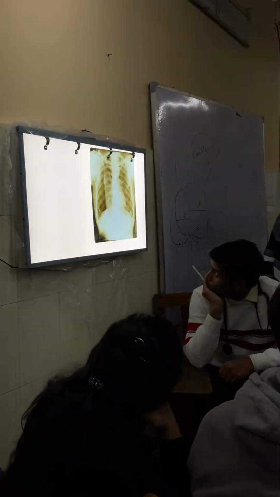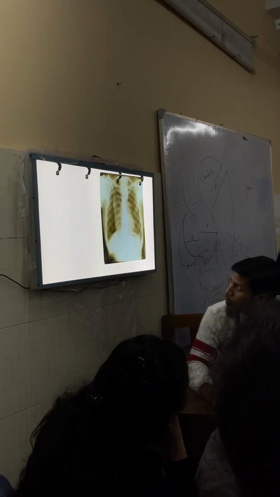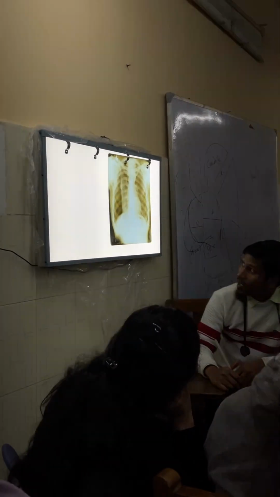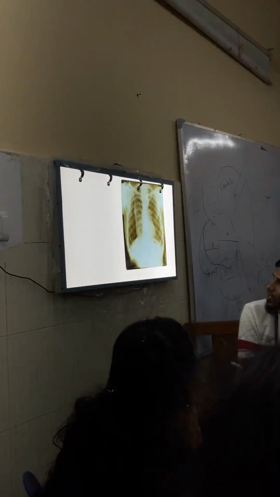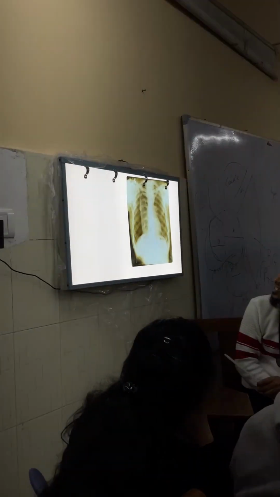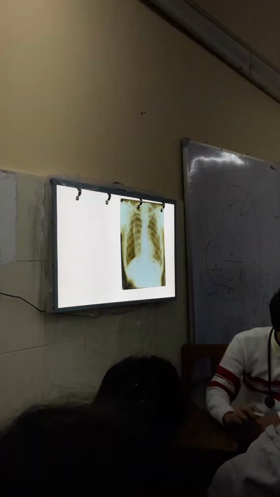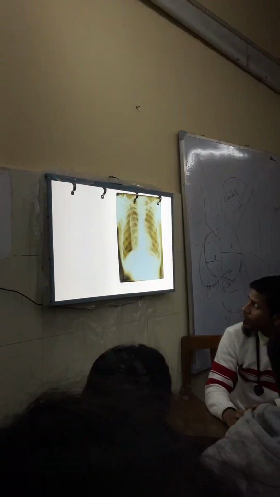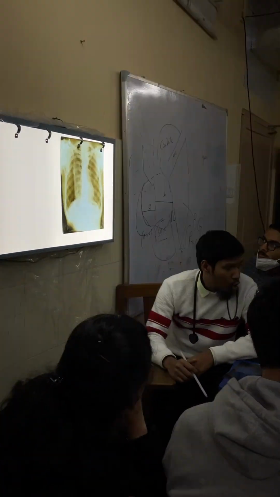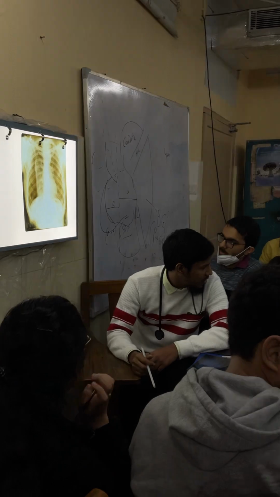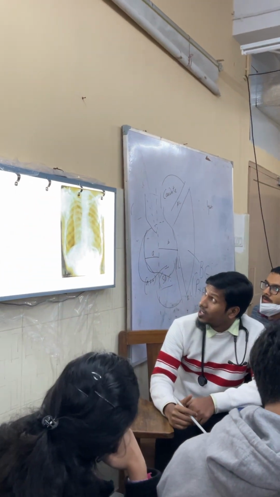Then diaphragm, cardiac silhouette, diaphragm. Both the domes of diaphragm are present. Costophrenic angle present. Cardiophrenic angle on the right side obliterated. There is no obliteration of costophrenic angle, so no pleural effusion. Then lung fields.